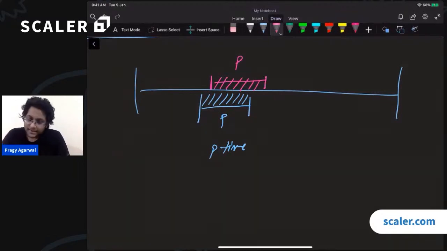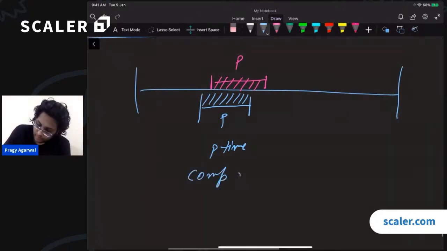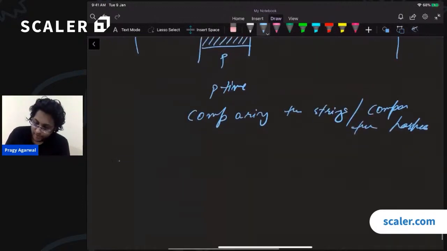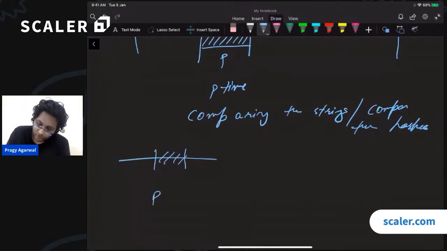So what Rabin and Karp said was that, instead of comparing the strings, let me instead compare the hashes. Let me hash the strings and compare the hashes. So suppose that we have this particular part of the string, and we have this string that we are looking for, P. Let me call this substring S dash.